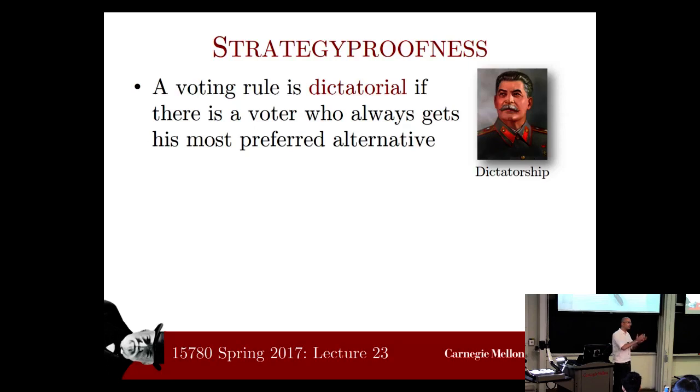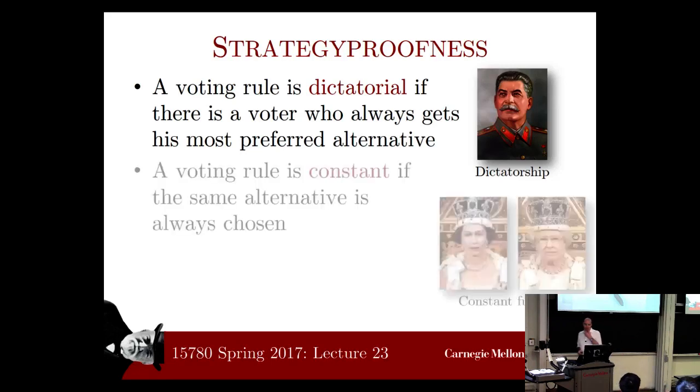The idea is that there's some voter, let's say voter number 1, such that the only thing the voting rule does is look at the preferences of voter number 1 in the given profile and choose voter number 1's most preferred alternative. The dictator could be voter number 1, number 2, number 3, up to number n. So you have n possible dictatorships, one for each voter. But that's essentially all a dictatorial voting rule can do. So that's obviously a very bad voting rule.